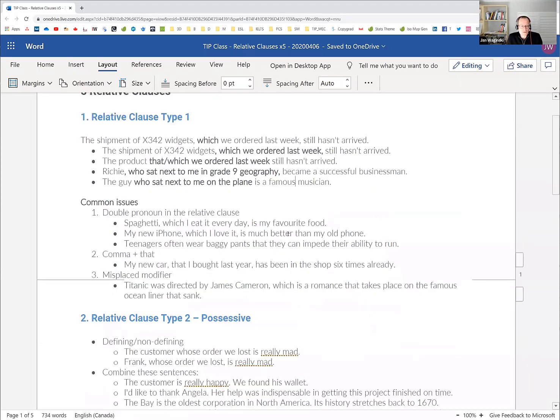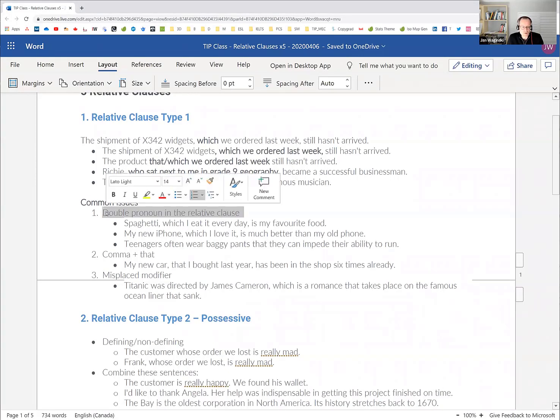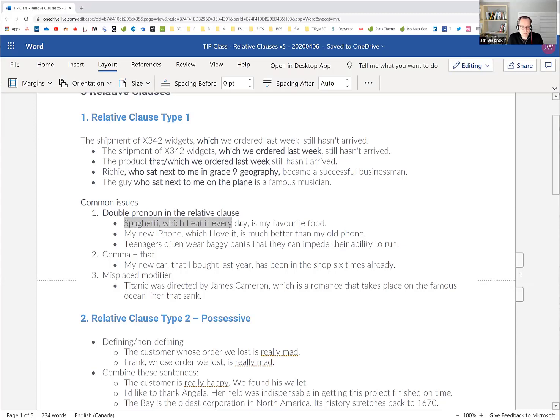Okay, so we've talked about these quite a bit, so I'm just going to move on from relative clause type 1, except to talk about some really common issues that result in problems. The first common issue that I want to talk about is a double pronoun in a relative clause. So this is a situation that I see. Spaghetti, which I eat it every day, is my favorite food.